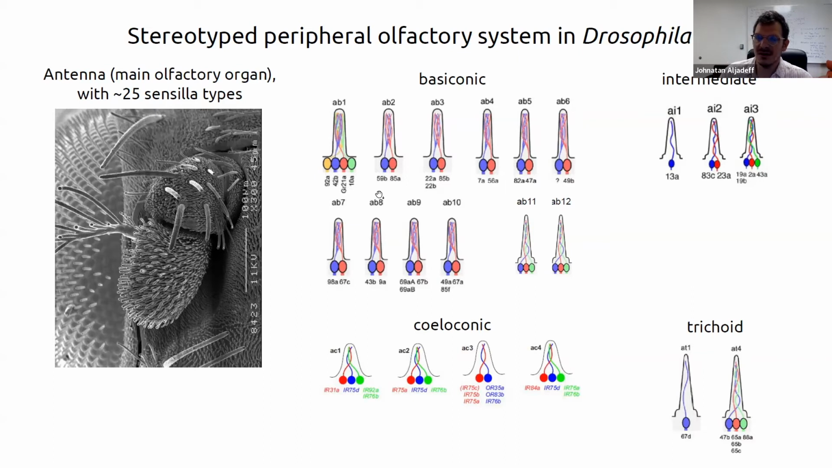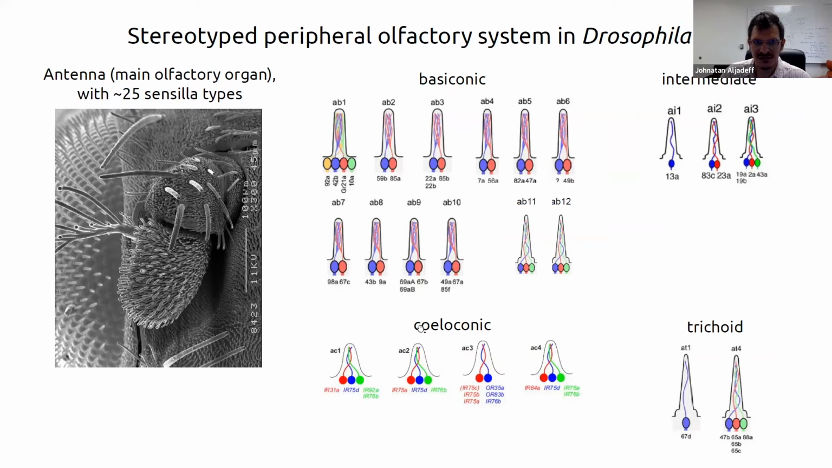Intriguingly, the ORN types that are coupled in the same sensillum are preserved. So, for example, in sensillum AB4, you always find ORN 7A and ORN 56A. In sensillum AB8, you find ORN 43B and 9A. So it seems like evolution is working very hard to preserve this organization, to put specific ORN types together, presumably for some kind of olfactory processing.